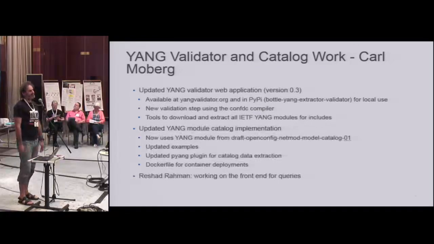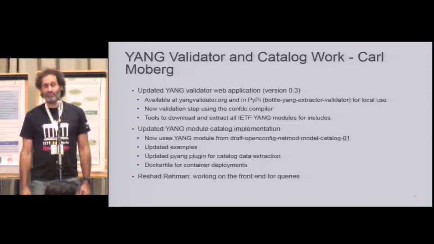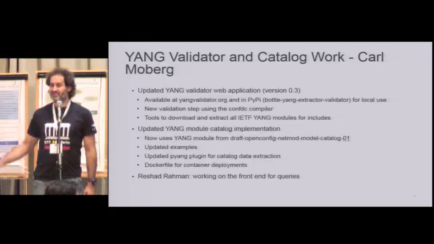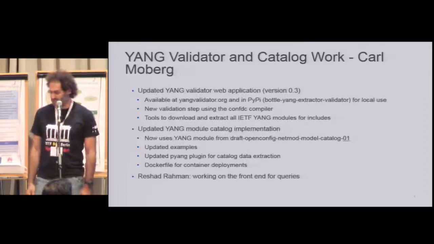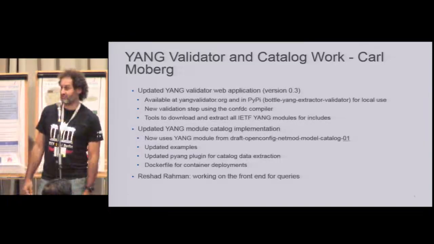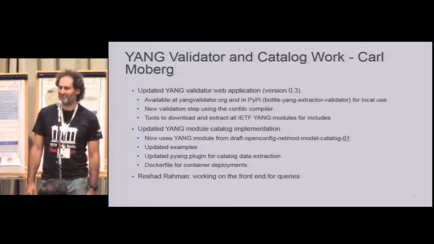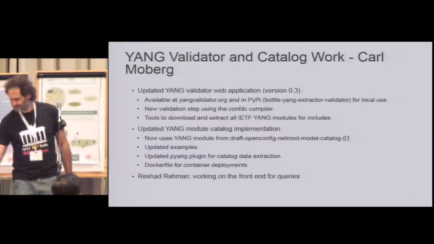What Carl also worked on is a catalog of all the YANG models. If you look at the YANG models industry, we've got about 1,000 of them, from different SDOs, etc. So we're working on a catalog to put all these YANG models in, with the different attributes from the different SDOs. And Reshat is working on the new front end for querying this.